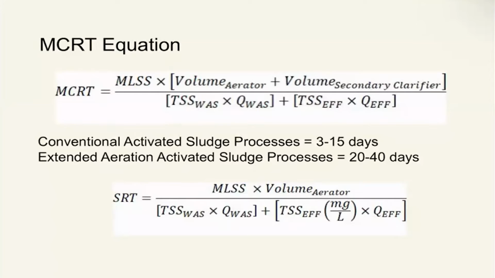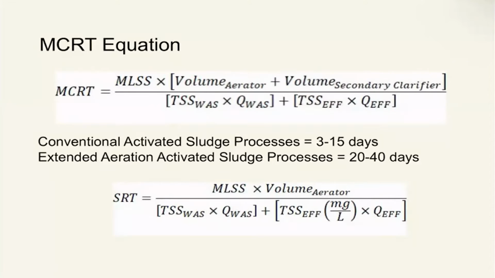So based on that, we multiply the MLSS concentration by the sum of the volume of the aerator and the volume of the secondary clarifier. We then add the product of the TSS concentration multiplied by the wasting rate with the product of the TSS concentration of the final effluent multiplied by the flow of the plant effluent.